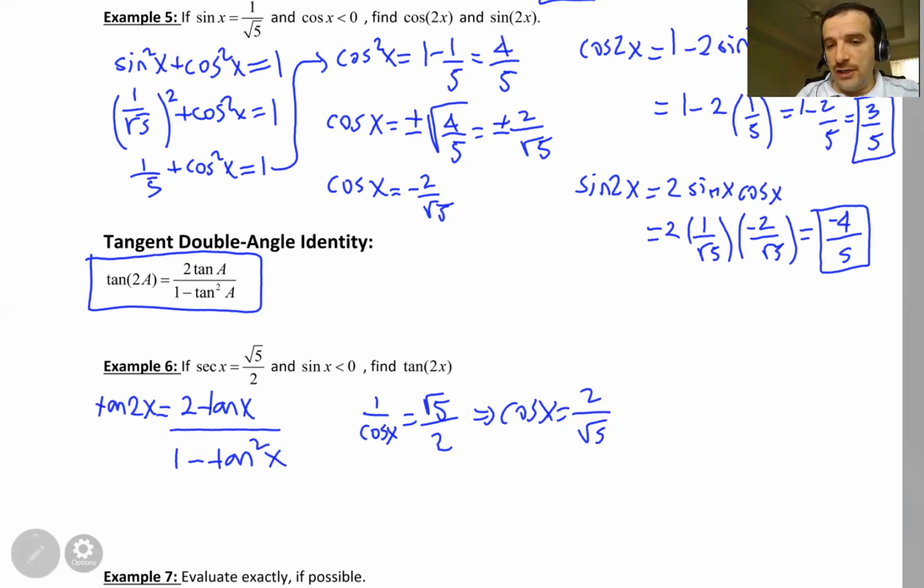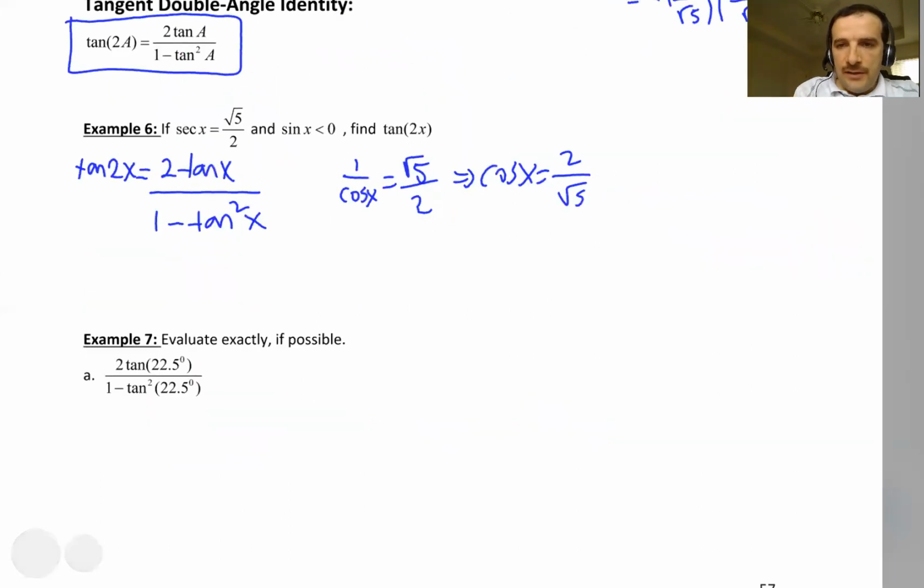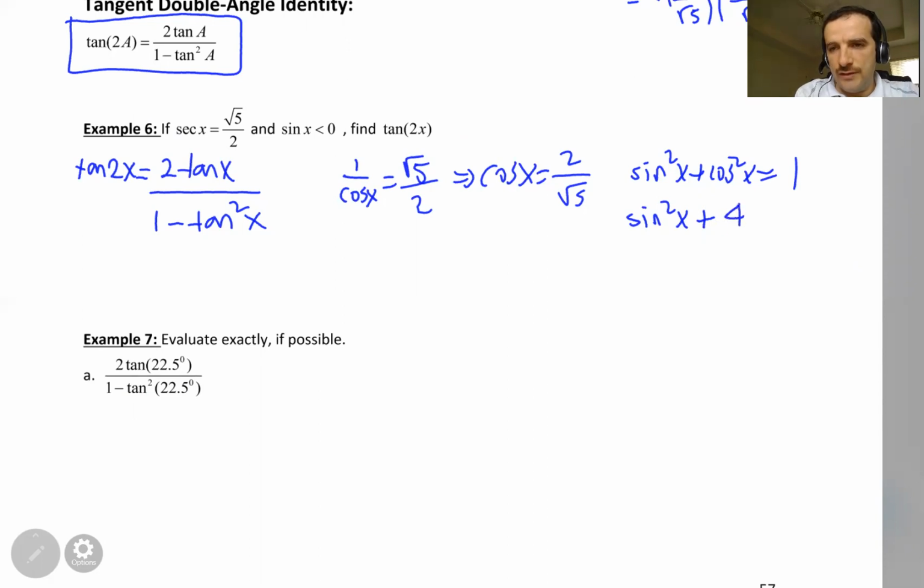And if you know cosine, and if you want to know what sine is, you can use the most famous trig identity, right? Sine squared plus cosine squared is equal to 1. So let me use that. Okay. So sine squared x plus cosine squared x is equal to 1. If I take the square of 2 over root 5, I will get 4 over 5, right? Is equal to 1.